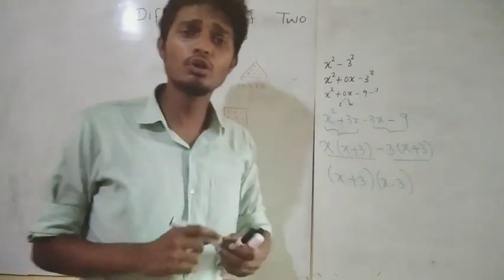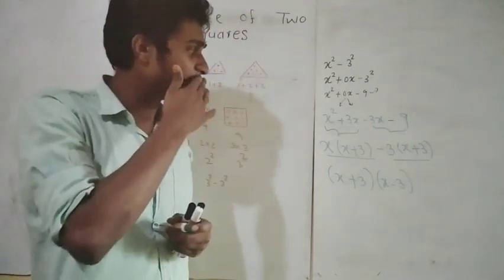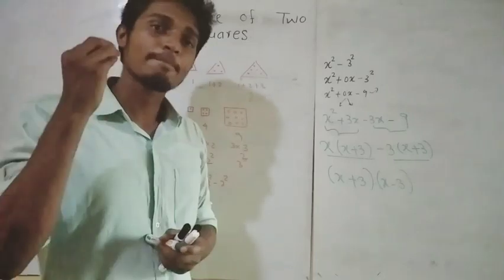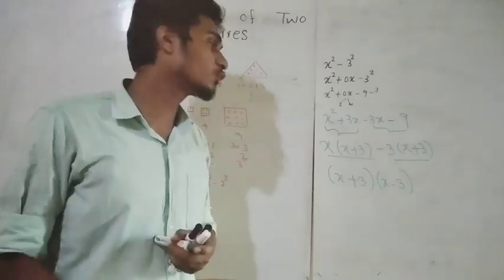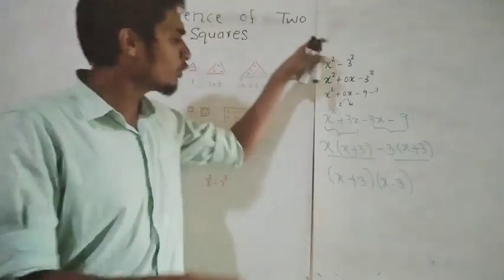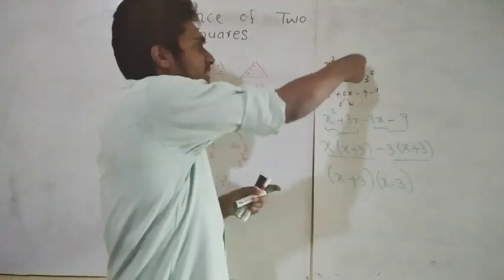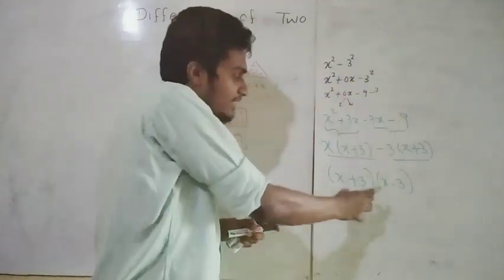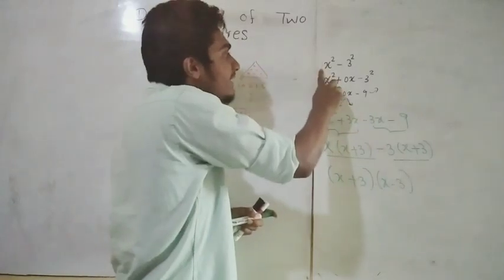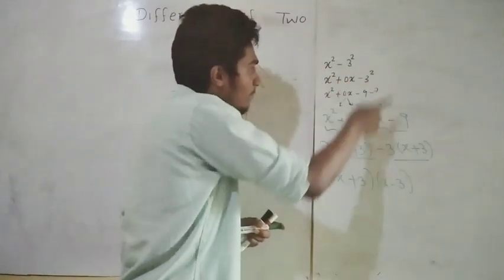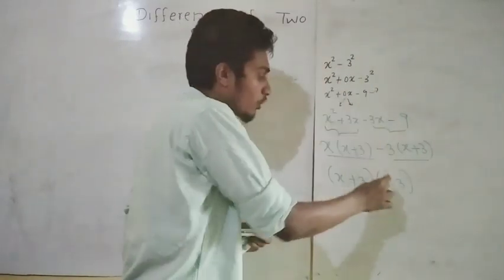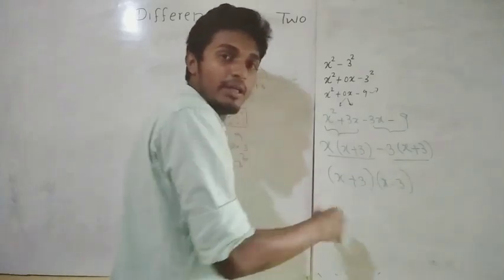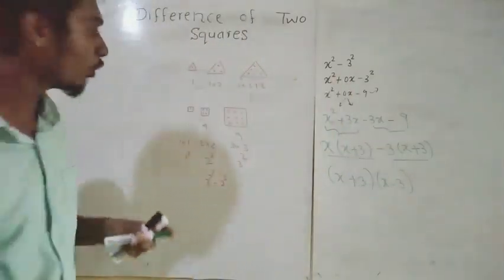Alright, this is some kind of a basic idea of factorizing the difference of squares. You will see a beautiful pattern, that is x squared minus 3 squared. When you have x squared minus 3 squared, this can be written as x plus 3. First you have to add this x and 3, and then you have to subtract 3 from x. And then you have to multiply them together, right? You can try it at home.